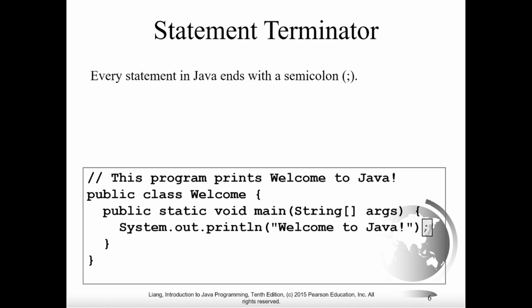Now, the statement terminator. It's very similar to how we end our sentences. Every statement in Java ends with a semicolon. This is in order for the compiler to know how to separate instructions. In a program, it's very common to have multiple instructions given in a specific order, so it needs a semicolon. If you miss this, errors will occur. You get to see here the semicolon indicates the end of this statement.